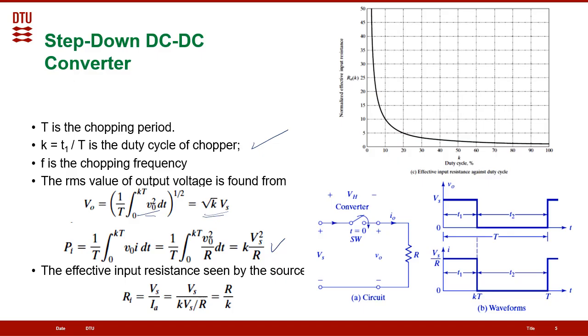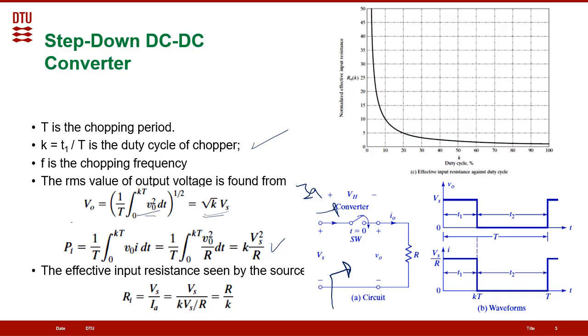Now we can derive the input resistor. What's the input resistor? It's the resistor that can be seen by the source. If we connect an ohm meter here, how much resistance can we see? Of course, the input resistor will equal this voltage over IA, because this current here is IA, so the input resistor will equal Vs over IA. And we know from the previous derivation that the output current will equal KVs over R. So Vs will cancel here.